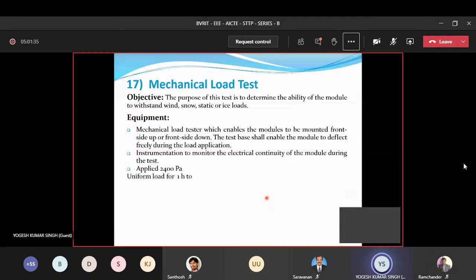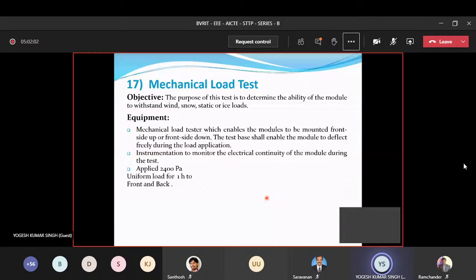So first is the instruction, the things that are required. The mechanical load is around 2400 Pascal, and the uniform load is applied for around 1 hour. So if you put the 2400 Pascal load on the system, it should work for 1 hour from the front and back side. That is the core of the mechanical test of the system.